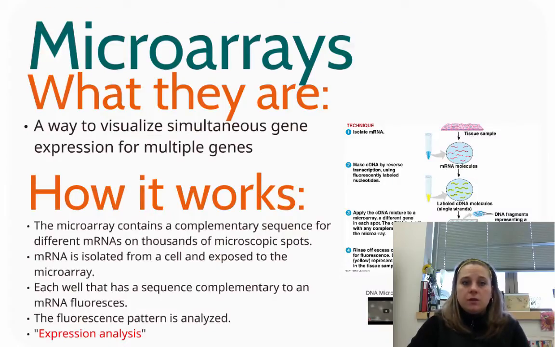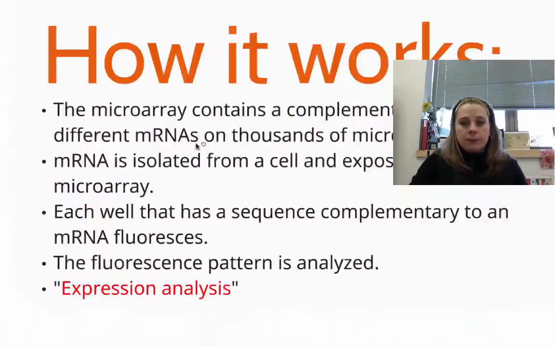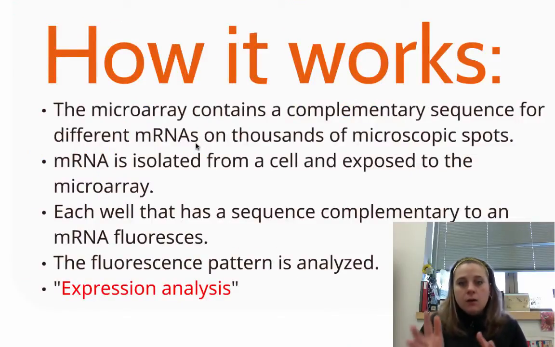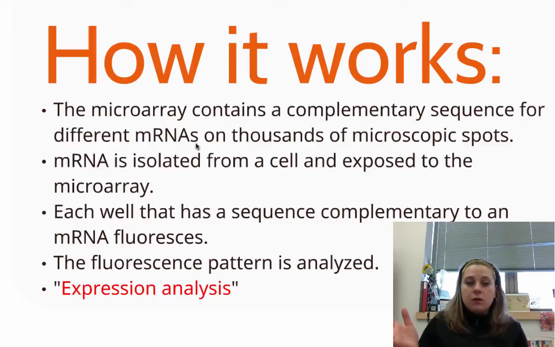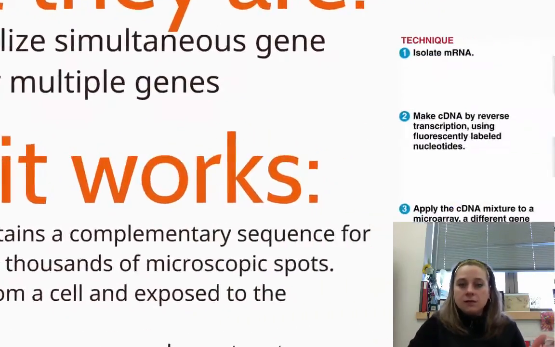Another form of reading is called a microarray. It visualizes simultaneous gene expression for multiple genes. So if I want to know if something's being expressed on many genes at the same time, I can use a microarray. It creates this pattern, and each well has a particular sequence complementary to that mRNA and how it fluoresces, and that's how we can know. That pattern gets analyzed, and that's the expression analysis that we use.